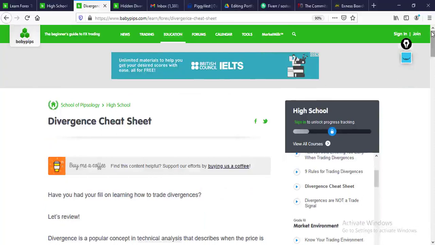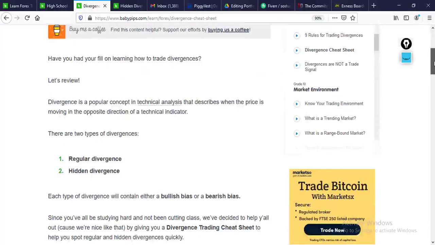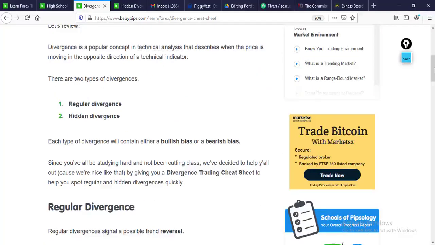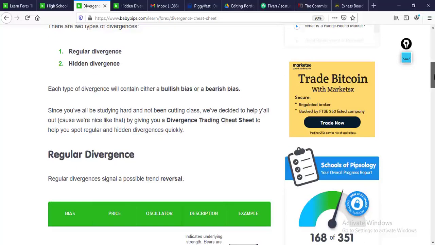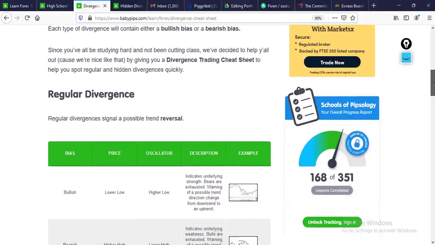So what have we remembered so far? What have we learned? Let's recap. There are 2 types of divergences. The first one is a regular divergence, and the second one is a hidden divergence. Each type will contain either a bullish bias or a bearish bias. Since you have all been studying hard and not skipping classes, I decided to help you out by giving you a divergence trading sheet.